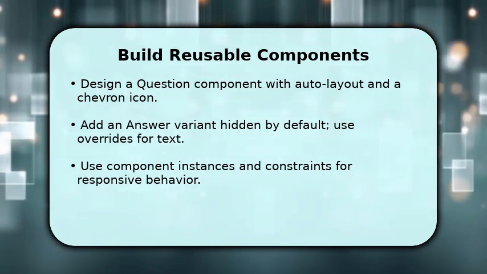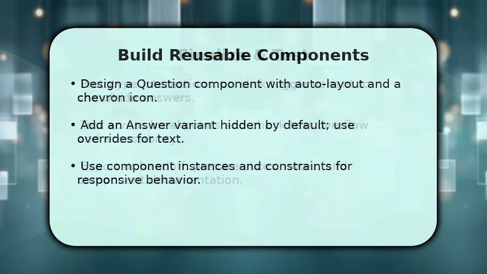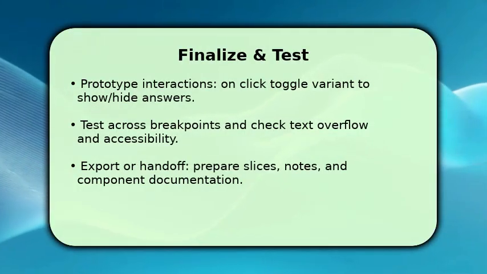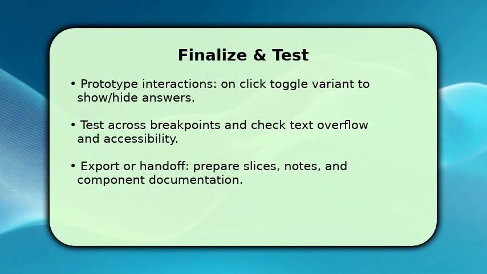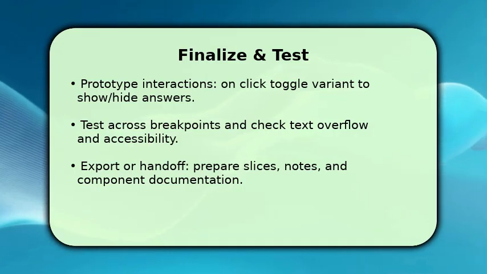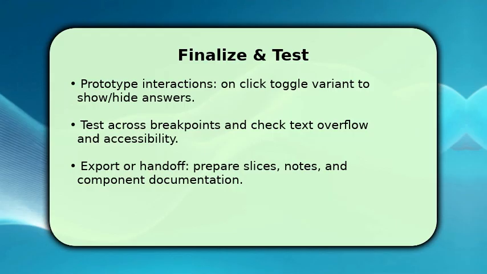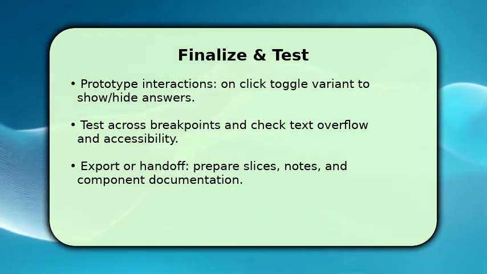Finish by prototyping. Link the question component to toggle the answer variant on click so you can test the reveal interaction. Once you prototype, preview across breakpoints and verify text wraps and truncation. Make sure no content overflows. If something breaks, check auto layout padding and component constraints first. Fixing those usually resolves layout issues.